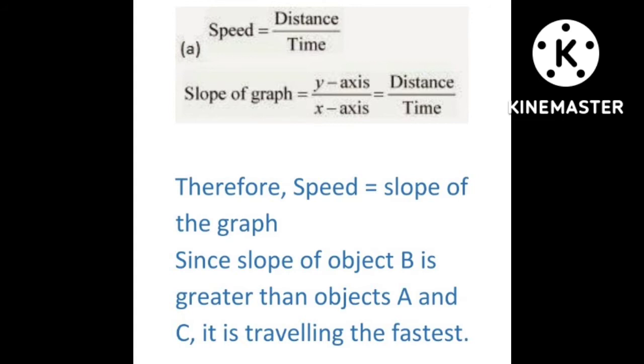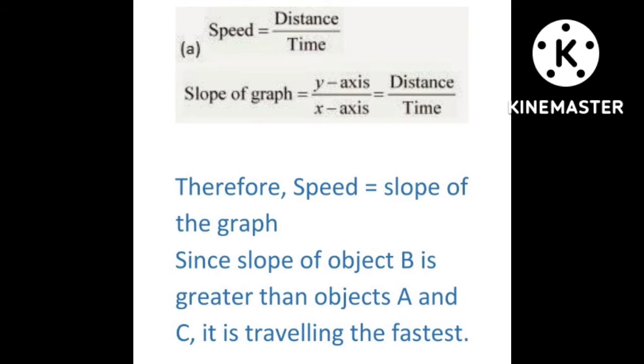Here, if you are taking the slope, what will we get? What is slope? Slope is equal to y by x, right? If you are taking the slope from this, we will get distance by time. So that is speed, right? So for each case, that is for A, B and C, we have to consider any slope and calculate y by x. That is the slope. Then we will get the speed in each case. Therefore, speed is equal to the slope of the graph.